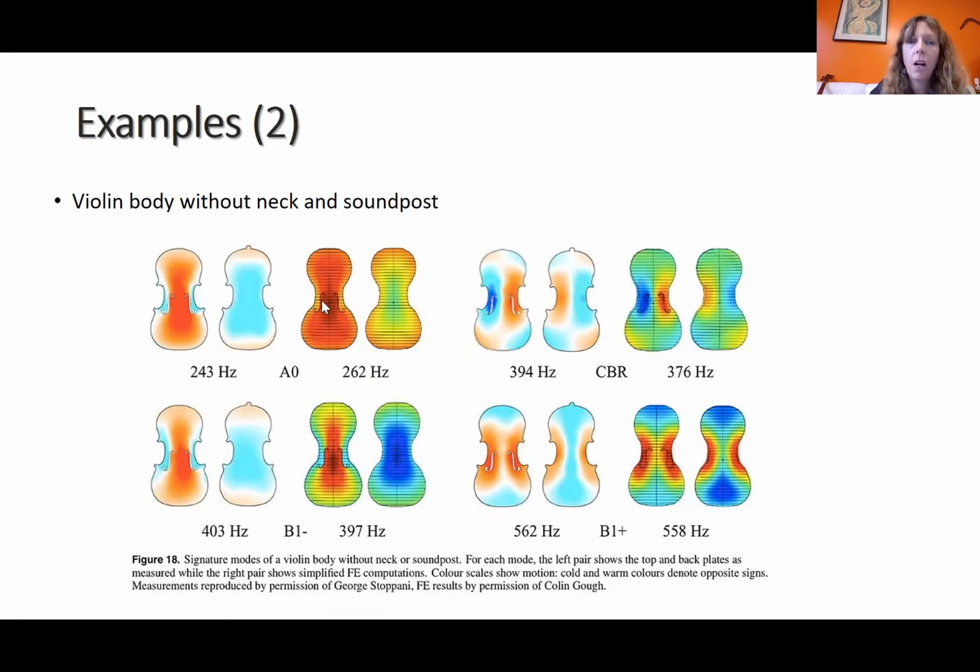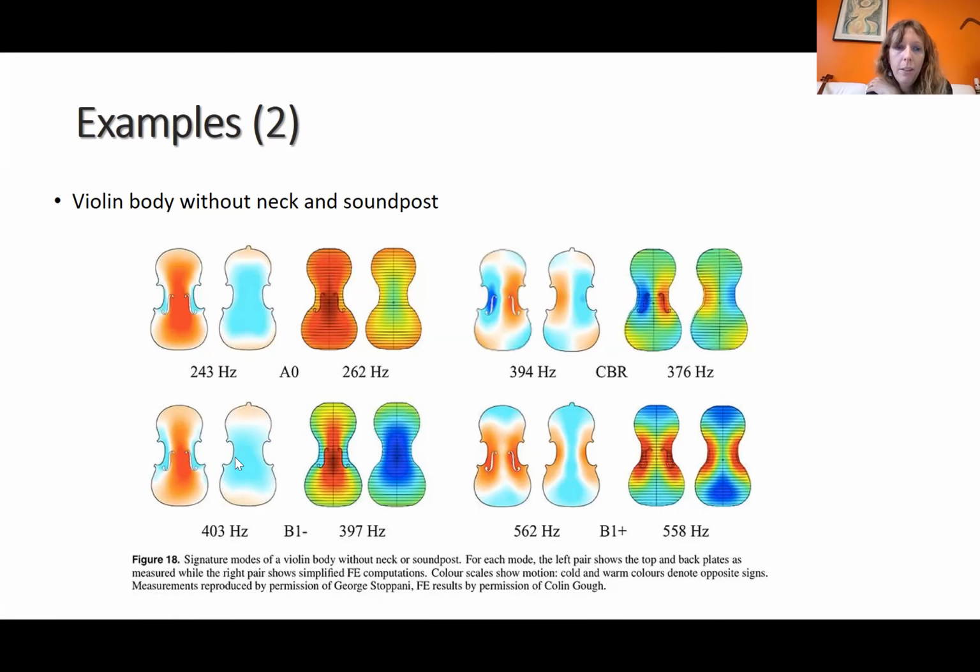And you can see that even for a very simple model of something which looks like a violin, without the complication of the C-bouts, the theory predicts quite well what's happening in a real violin. So this is the A0 mode, but it's not the frequency that you are used to, because of course there is no neck and sound post. We see the breathing mode, with the top and the back moving in opposite directions.